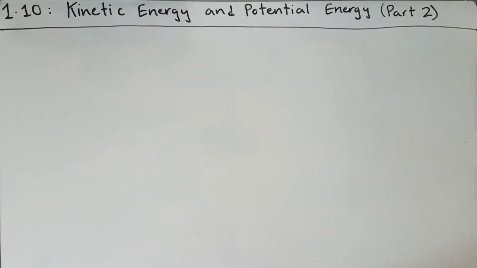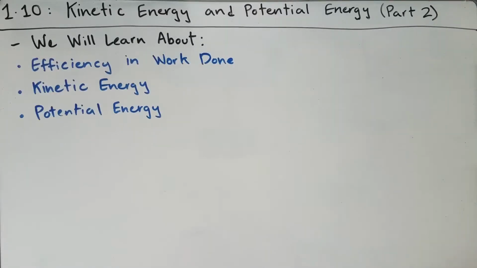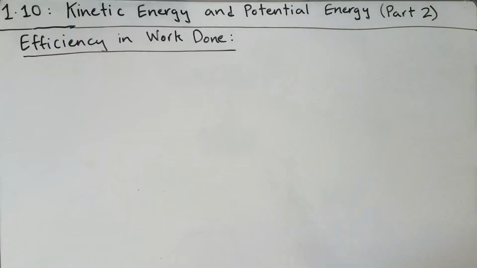In this video, we're looking at section 1.10, part 2, which is kinetic energy and potential energy. In this video, we will learn about efficiency in work that is done, kinetic energy, and we will also learn about potential energy. So let's begin with efficiency in work done.